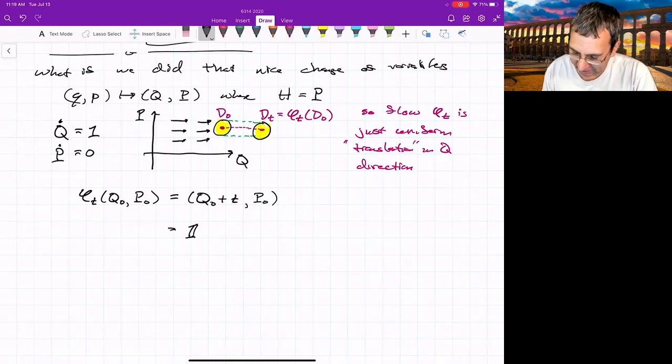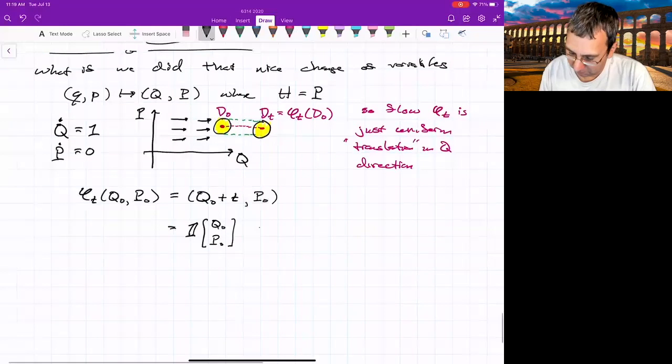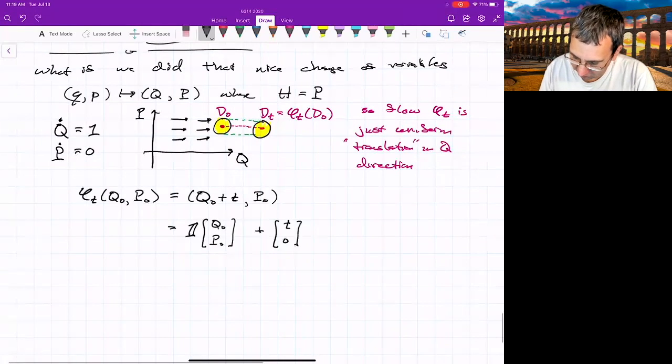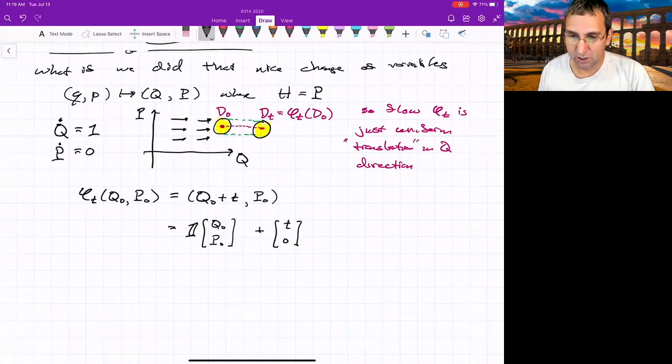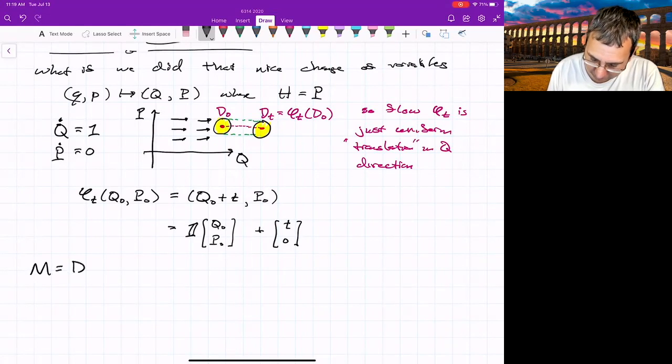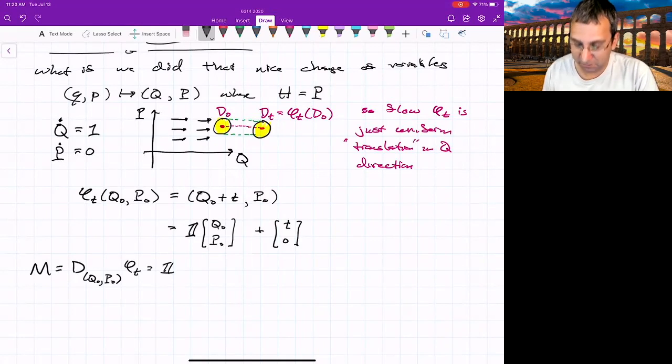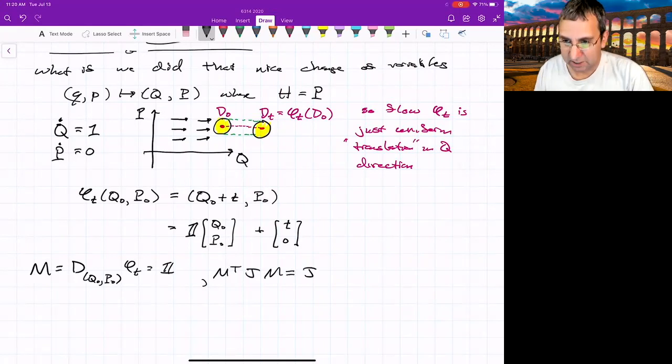So we've got the identity matrix times Q naught, P naught, plus we only have translation in the Q direction. If we were to take the derivative of this with respect to its native variables, the initial conditions, we get the identity matrix. And so pretty trivially, if you put M equals the identity in here, it's satisfied. So phi of T is a canonical transformation.